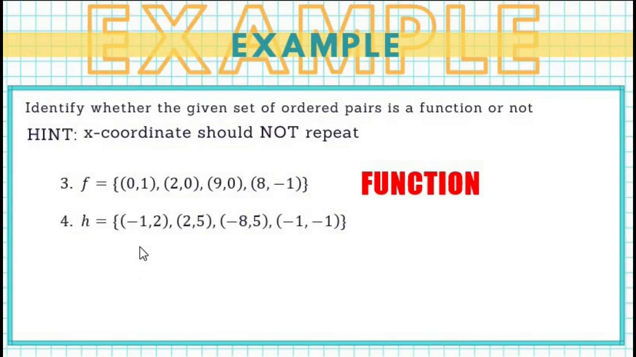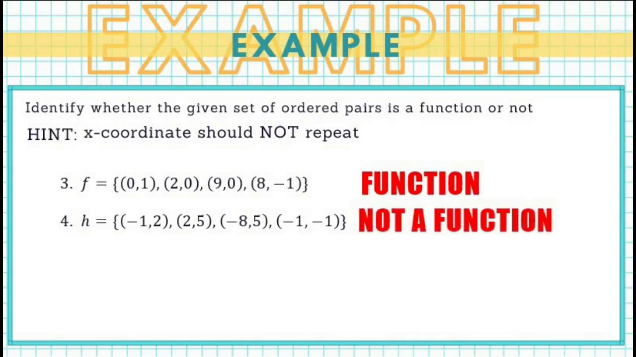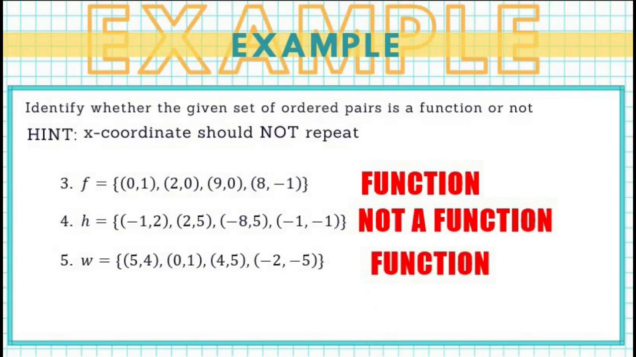Number 4, again, let's check the values of x. We have -1, 2, -8, and -1. And if you notice, -1 here is being repeated. Hence, we can say that this set is not a function. And last example, again, we take note of the values of x. The values of x are 5, 0, 4, and -2. In this last example, no x value is being repeated, therefore it is a function.